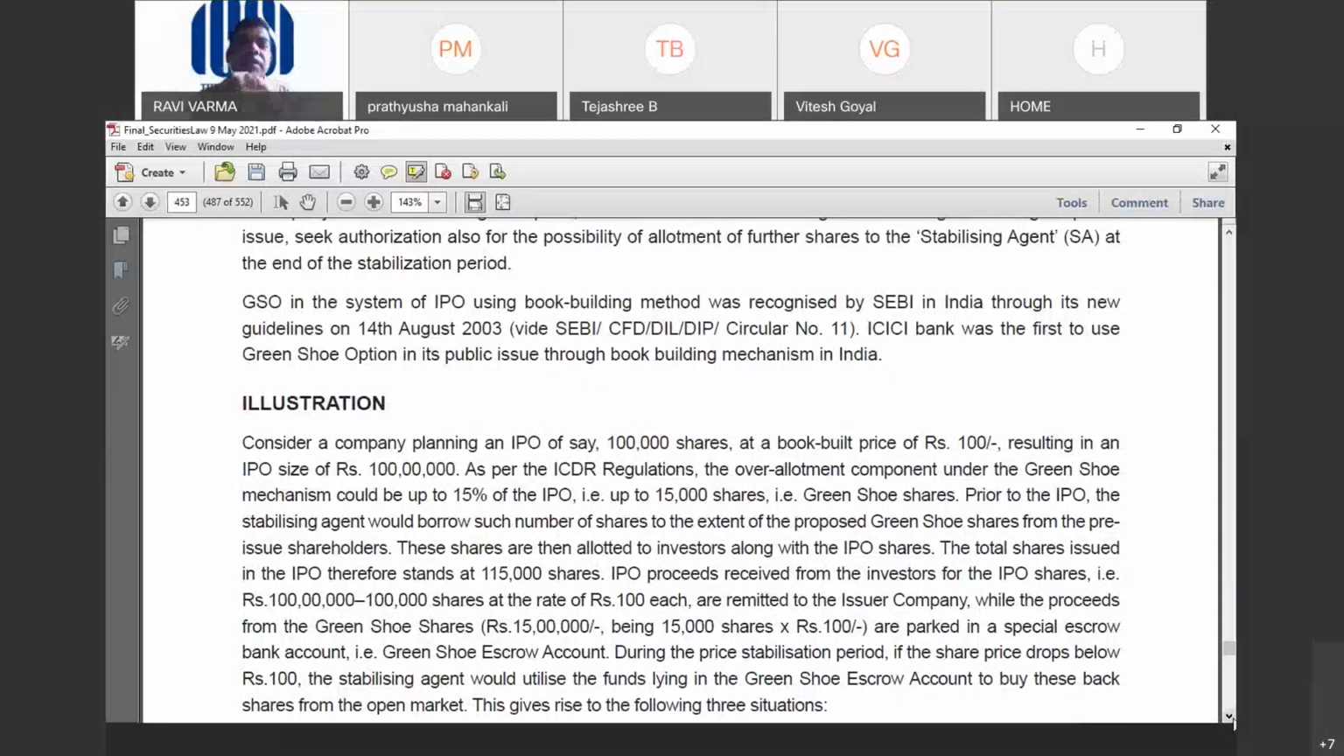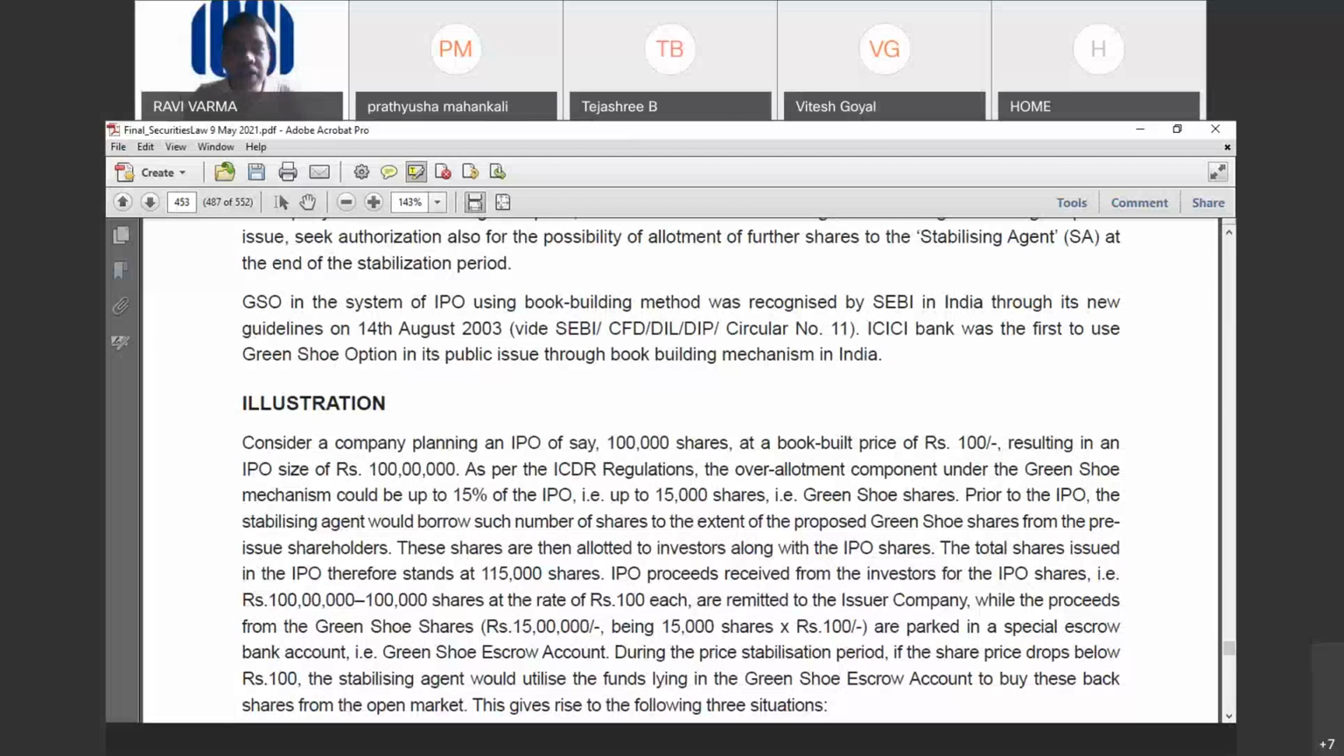See, the mechanism is that, for example, I am the stabilizing agent for the company. During the IPO itself, the company will say that the stabilizing agent will also get some shares. Say they are giving me 15,000 shares and 1 lakh shares is the IPO. So 1 lakh shares into 100 rupees IPO price makes 1 crore, right? In this IPO size of 1 crore, the company will give me 15,000 shares. That will be additional, not included in this one, and it will be used for price stabilizing.